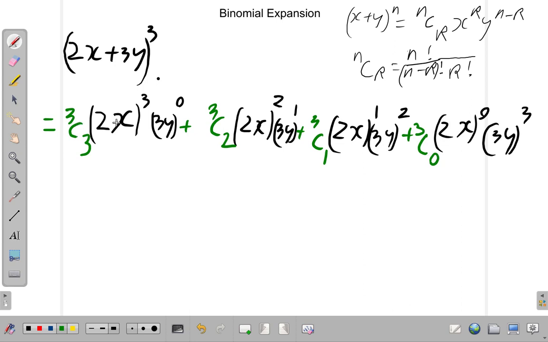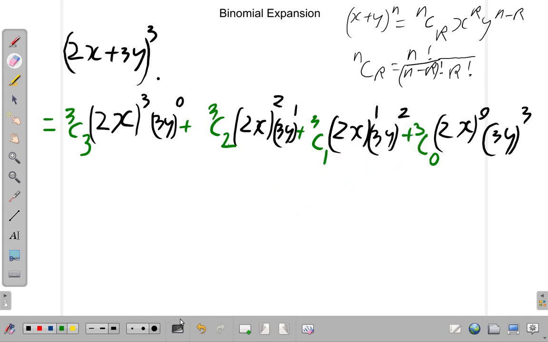Now remember, this is combination. For example, 3C2, right? What it's saying is that you have 3 different 2x's, and you're looking at how many ways you can arrange 2 of them along with 3y. So you can say 2x times 3y times 2x. That's one way you could arrange it. Alright? That's what it's saying, but we'll talk about that some other time.